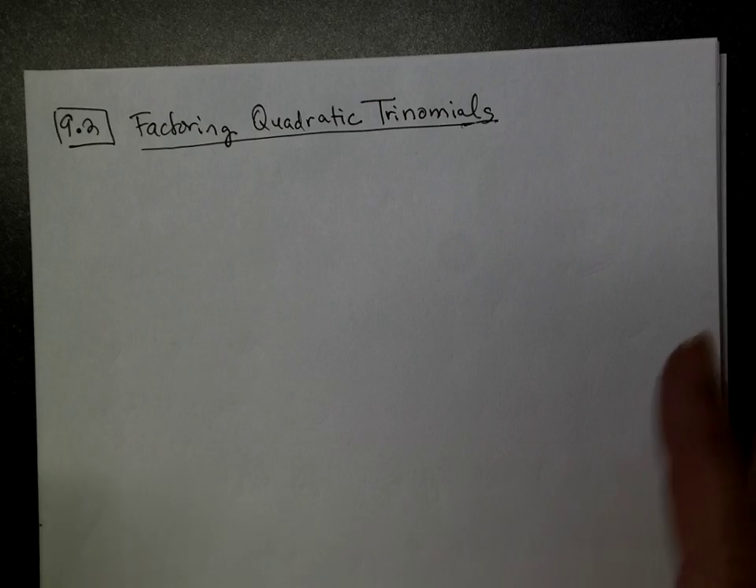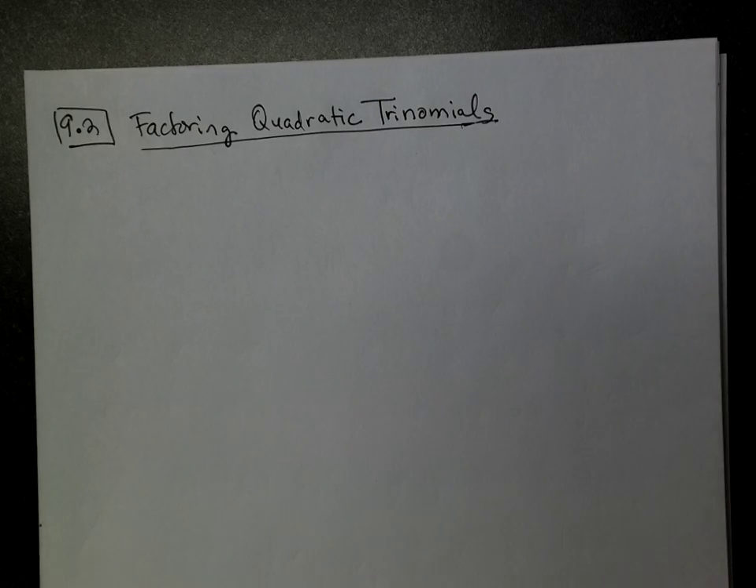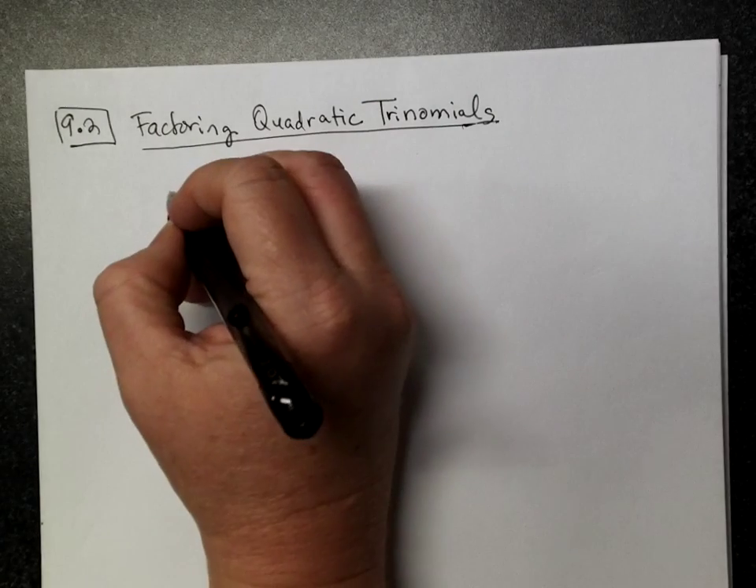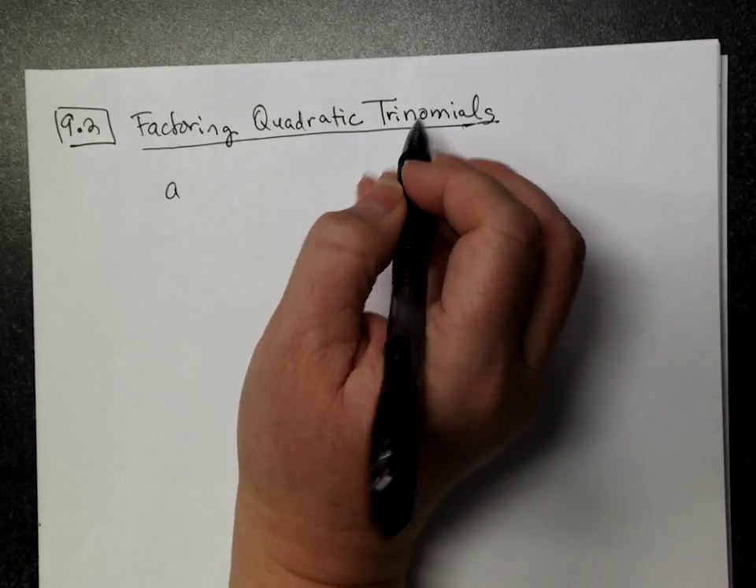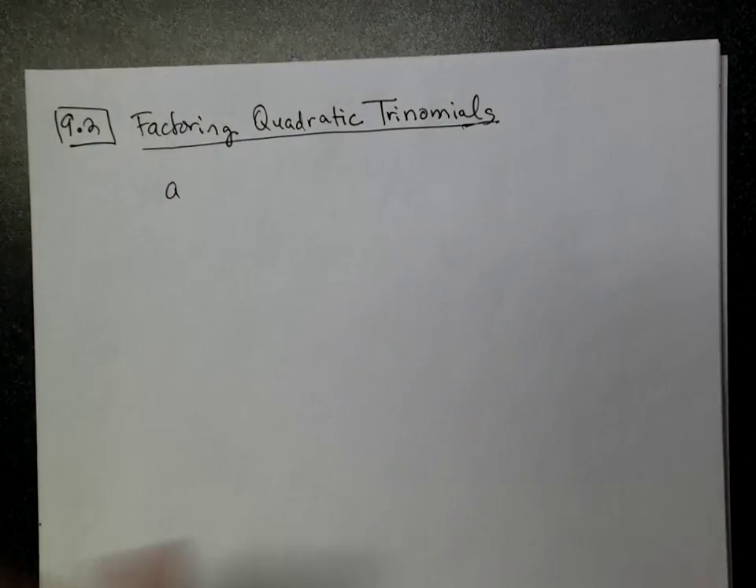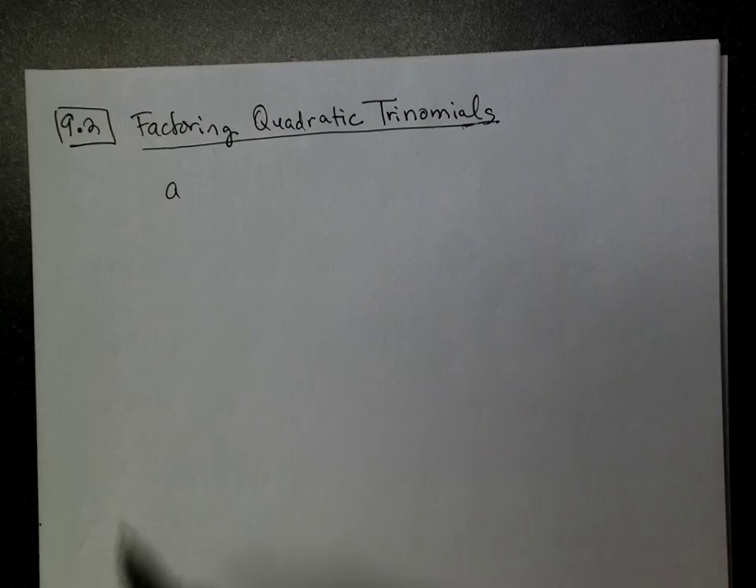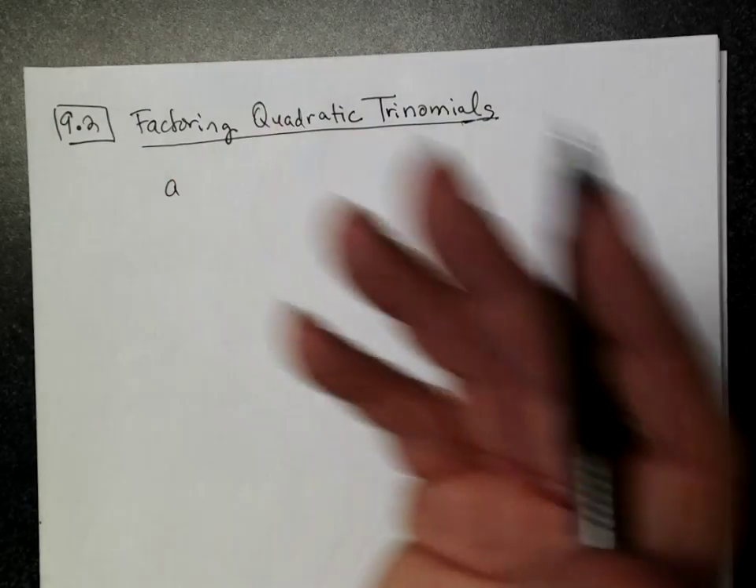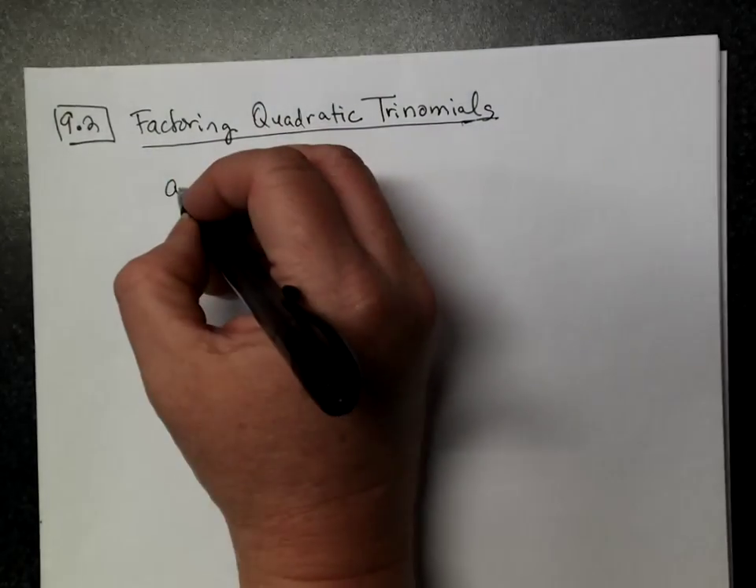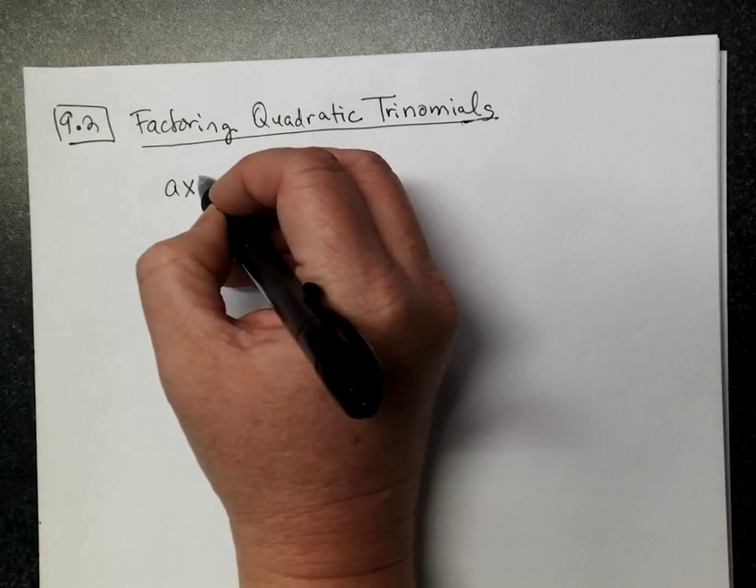Okay, back to the task at hand, factoring quadratic trinomials. All right, so we're dealing with any three-term polynomial, which is a trinomial. Tri meaning three, you've got a three-term polynomial. There's an infinite number of possibilities, three-term polynomials. The only specific ones we can factor are of this form.